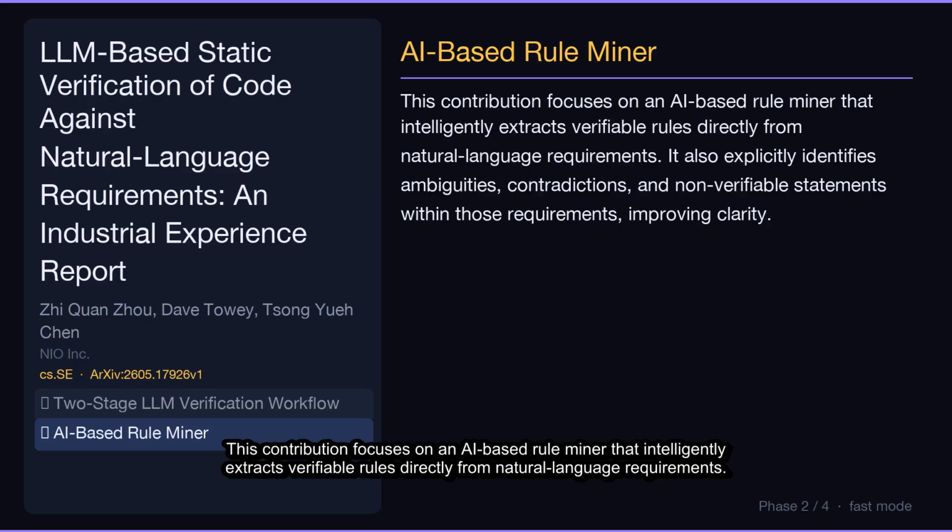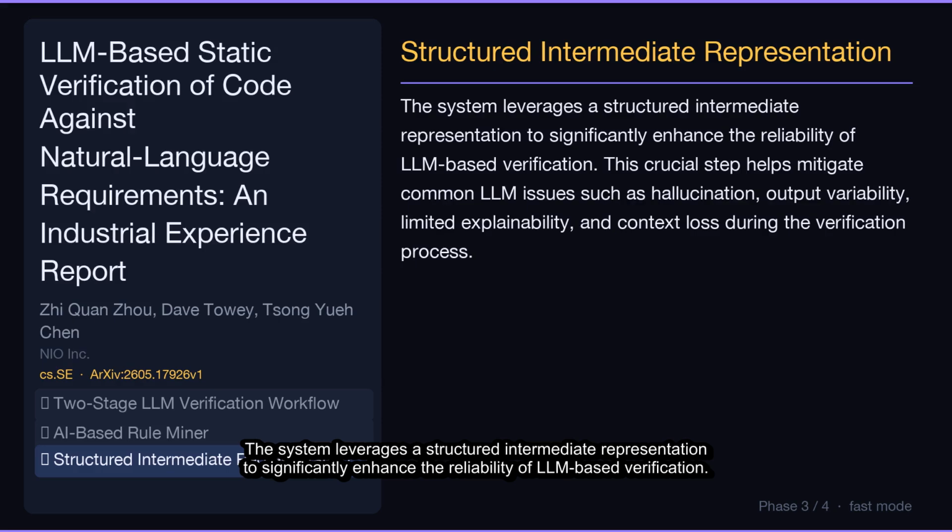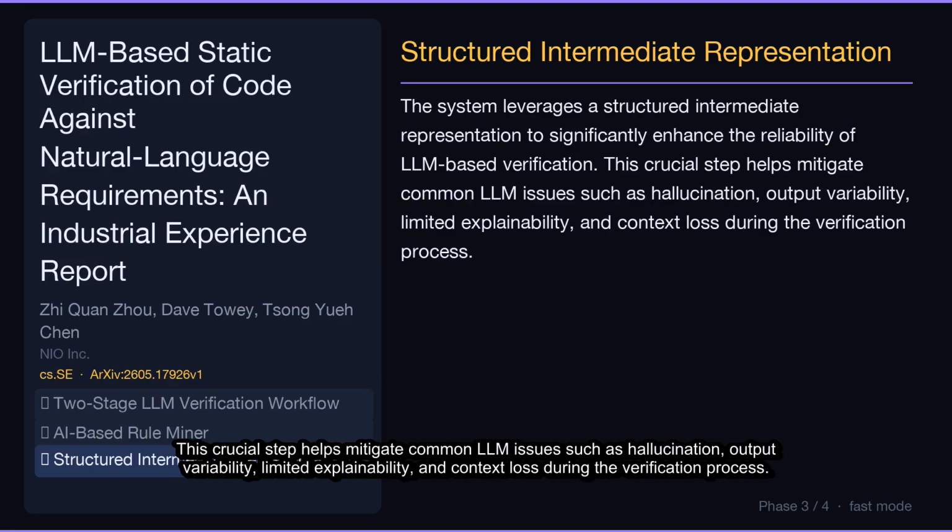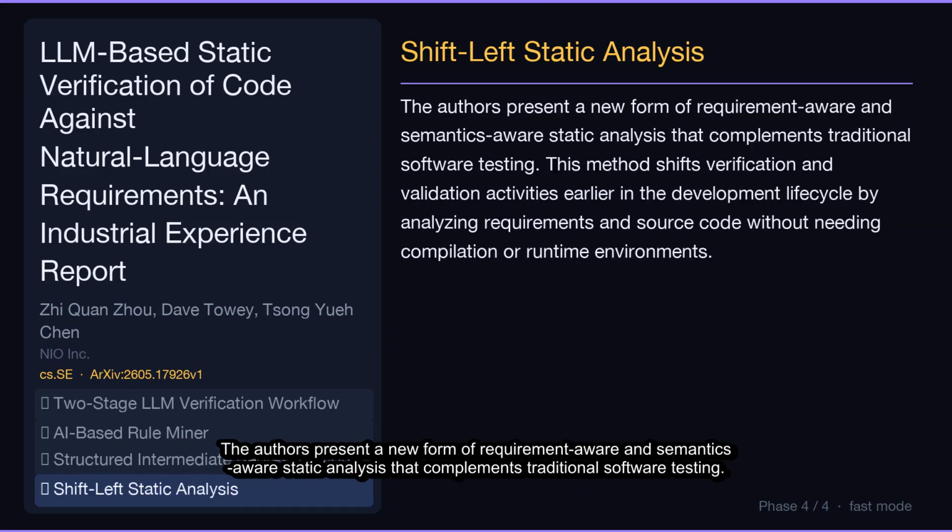This contribution focuses on an AI-based rule miner that intelligently extracts verifiable rules directly from natural language requirements. It also explicitly identifies ambiguities, contradictions, and non-verifiable statements within those requirements, improving clarity. The system leverages a structured intermediate representation to significantly enhance the reliability of LLM-based verification. This crucial step helps mitigate common LLM issues, such as hallucination, output variability, limited explainability, and context loss during the verification process. The authors present a new form of requirement-aware and semantics-aware static analysis that complements traditional software testing.